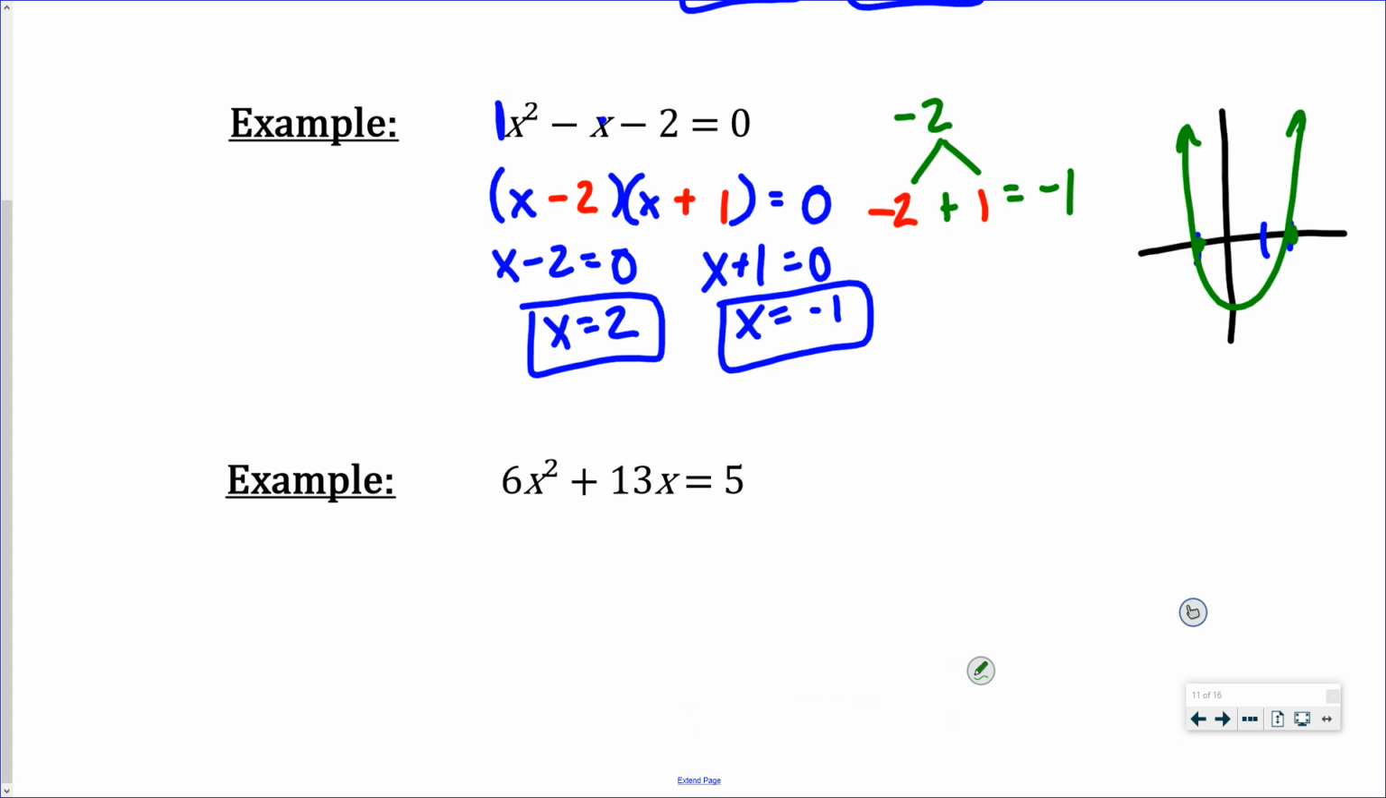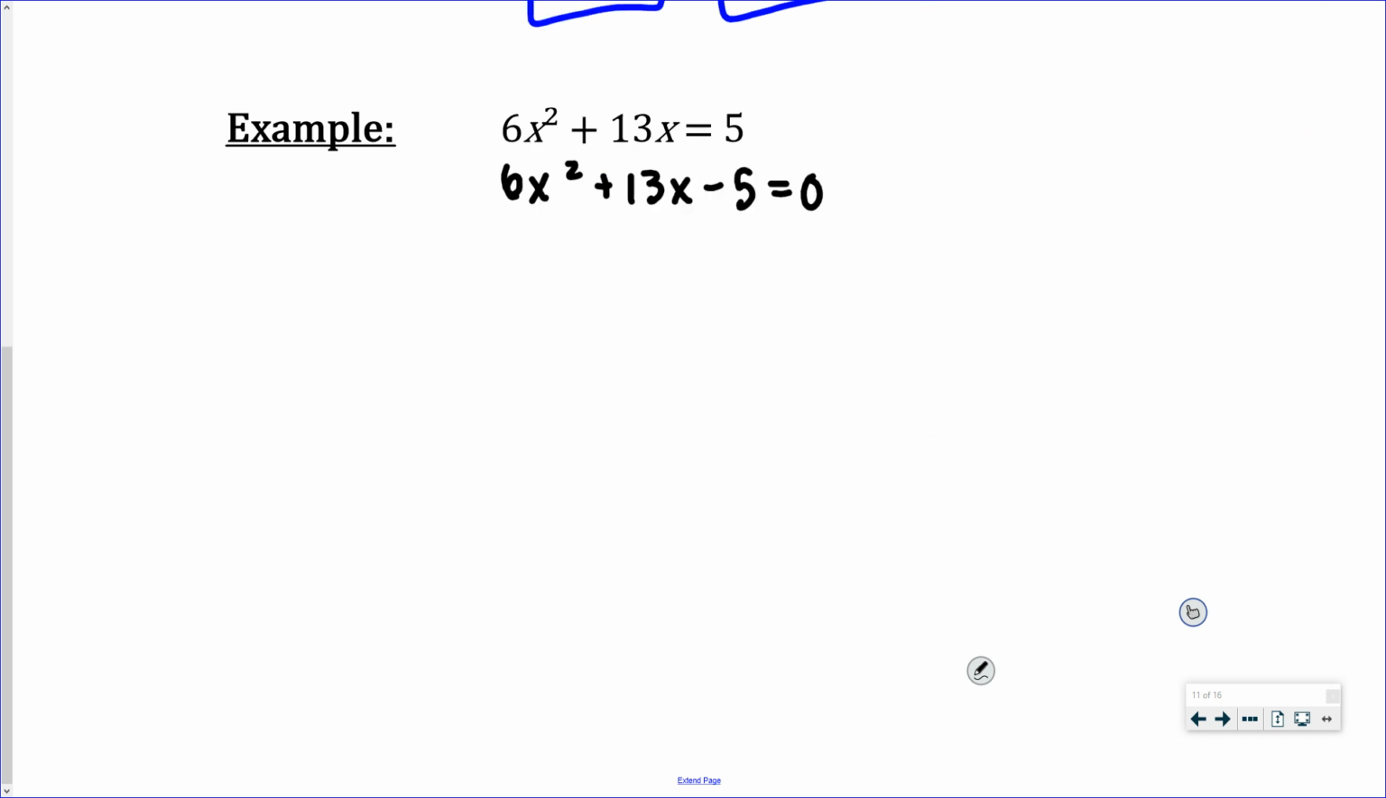This one, before I even start factoring, I have to set it equal to 0. So that's not hard to do. I'm just going to move over the 5. And then I go through my little factoring flow chart in my head. Anything I can factor out right away? No, 13 is prime. Okay.